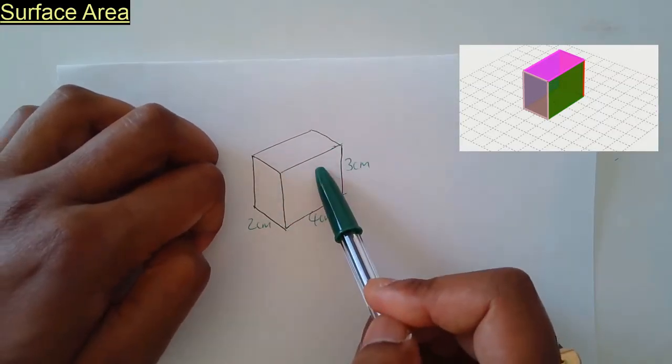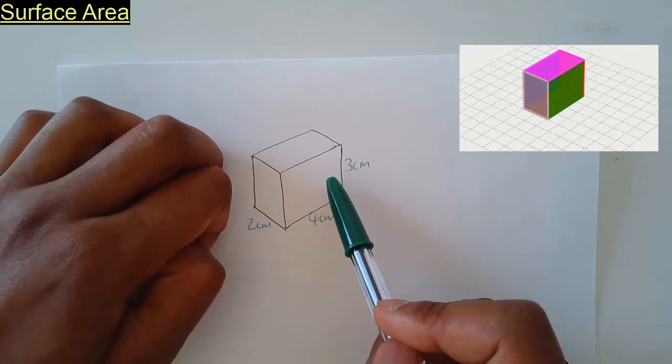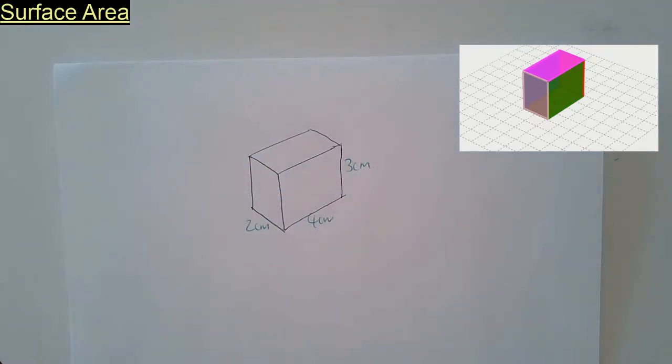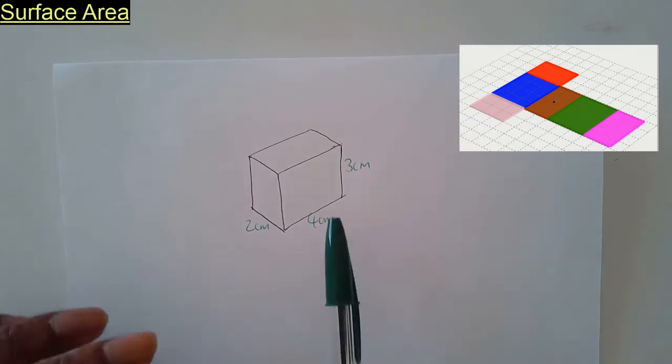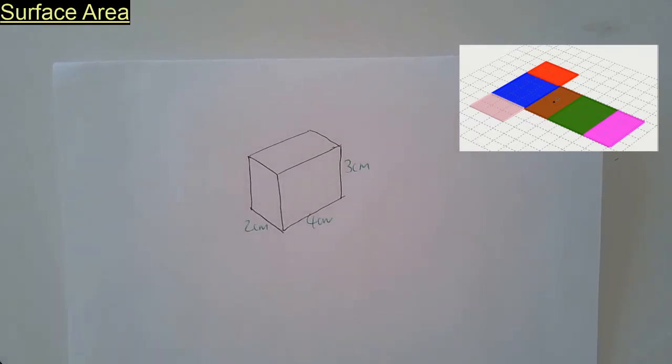Now for a cuboid, you should know there are 6 faces. If I just demonstrate that to you with this animation in the corner. If I open this up for you, right here you've got a net of this cuboid. Let's start off with this one. You can see altogether there are 6 rectangles that make up this cuboid. We have to work out the area of all 6 faces and then add it together.